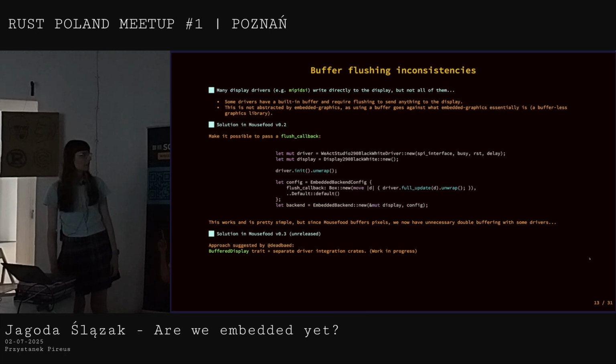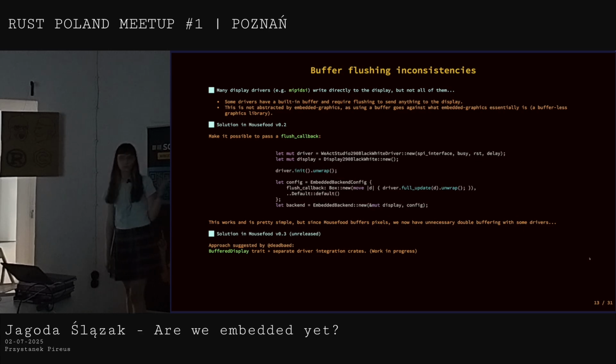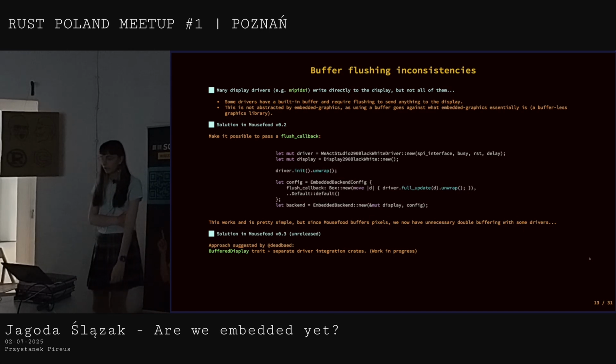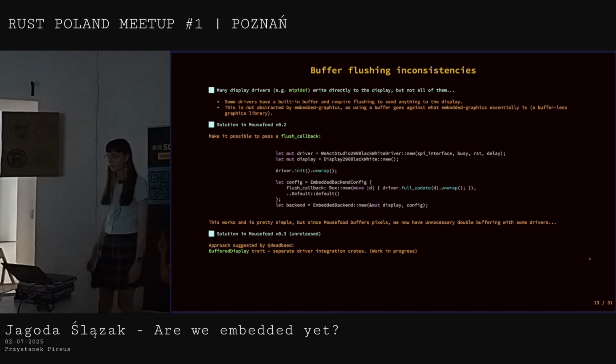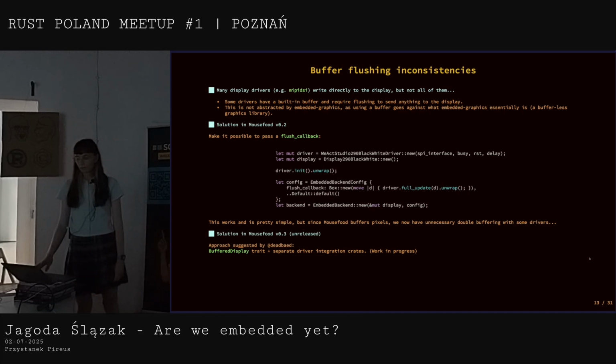And I fixed that in the 0.2 version of Mousefood by introducing a flush callback. So you can just provide a closure for how this should be flushed. But we are now working on a better solution using separate driver integration crates. So you can just add that driver integration crate to your project, and it would be just plug and play. So it will be much easier.